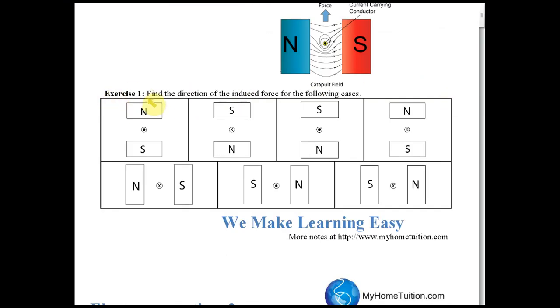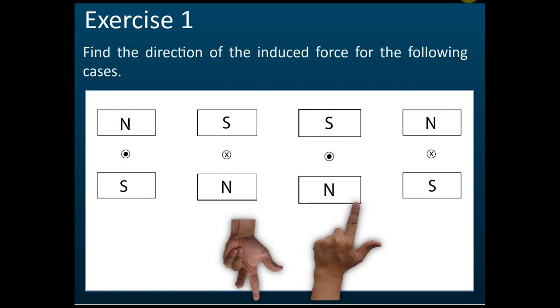Exercise 1. Use Fleming's left-hand rule to tell the direction of the force exerted on this conductor. This circle with a dot and this circle with a cross represent the conductor. I will show you the first case, and then I want you to find the other six. So let's go to the notes. Forget about the hand first. Let's see the first case.